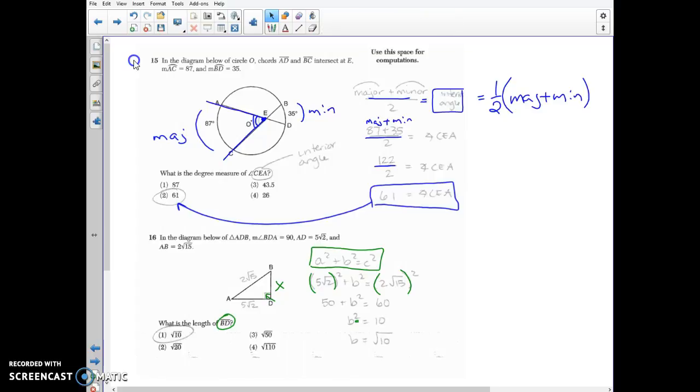The answer is choice 1. And like Mrs. Pearson said, very, very important that you use these parentheses. If you do not use parentheses, it will not give you the correct values.